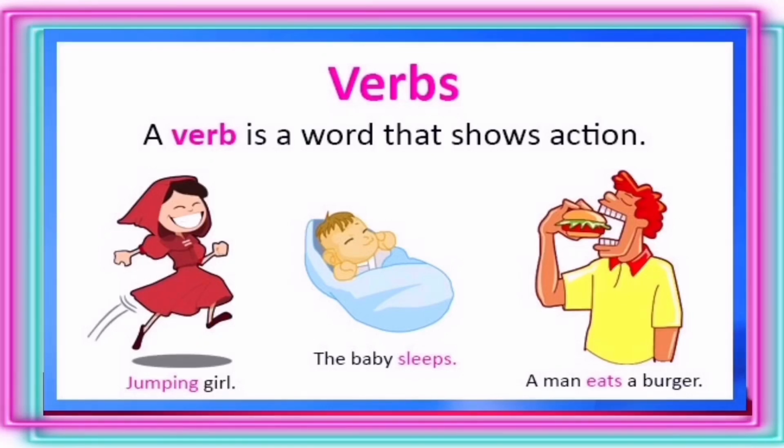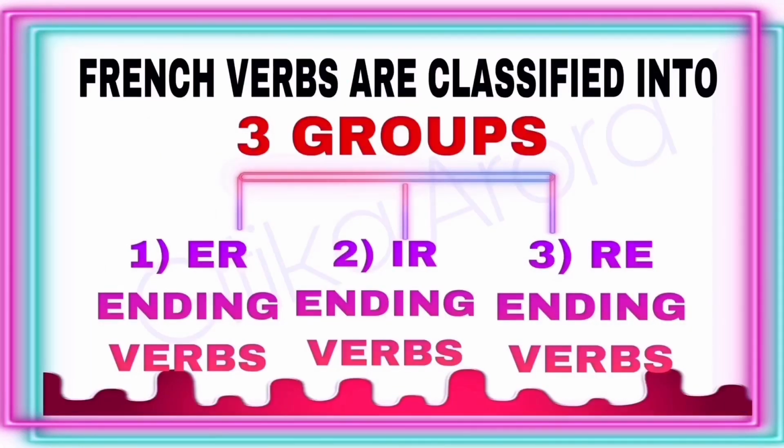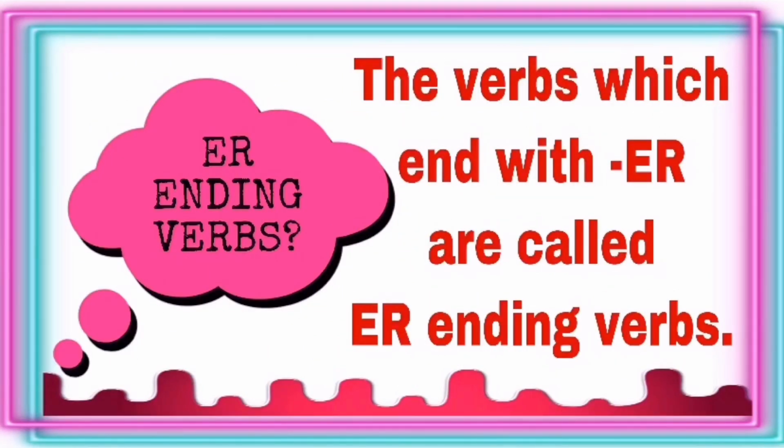Alright, now let's move to the verbs in French. In French, the verbs are categorized into three groups, which are ER ending verbs, IR ending verbs and RE ending verbs. And today we are going to learn about ER ending verbs. Let's understand it now. What are ER ending verbs? The verbs which end with ER are called ER ending verbs.